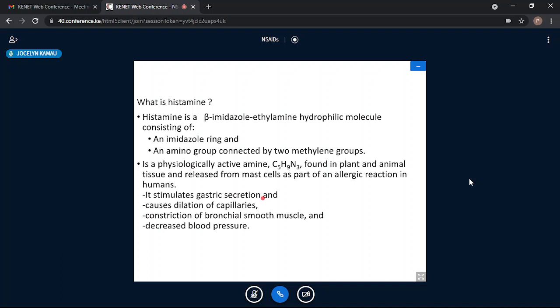It has an imidazole ring. It has an ethylamine group. It has an ethyl and an ethylamine group. And of course, they are connected in a very specific manner.